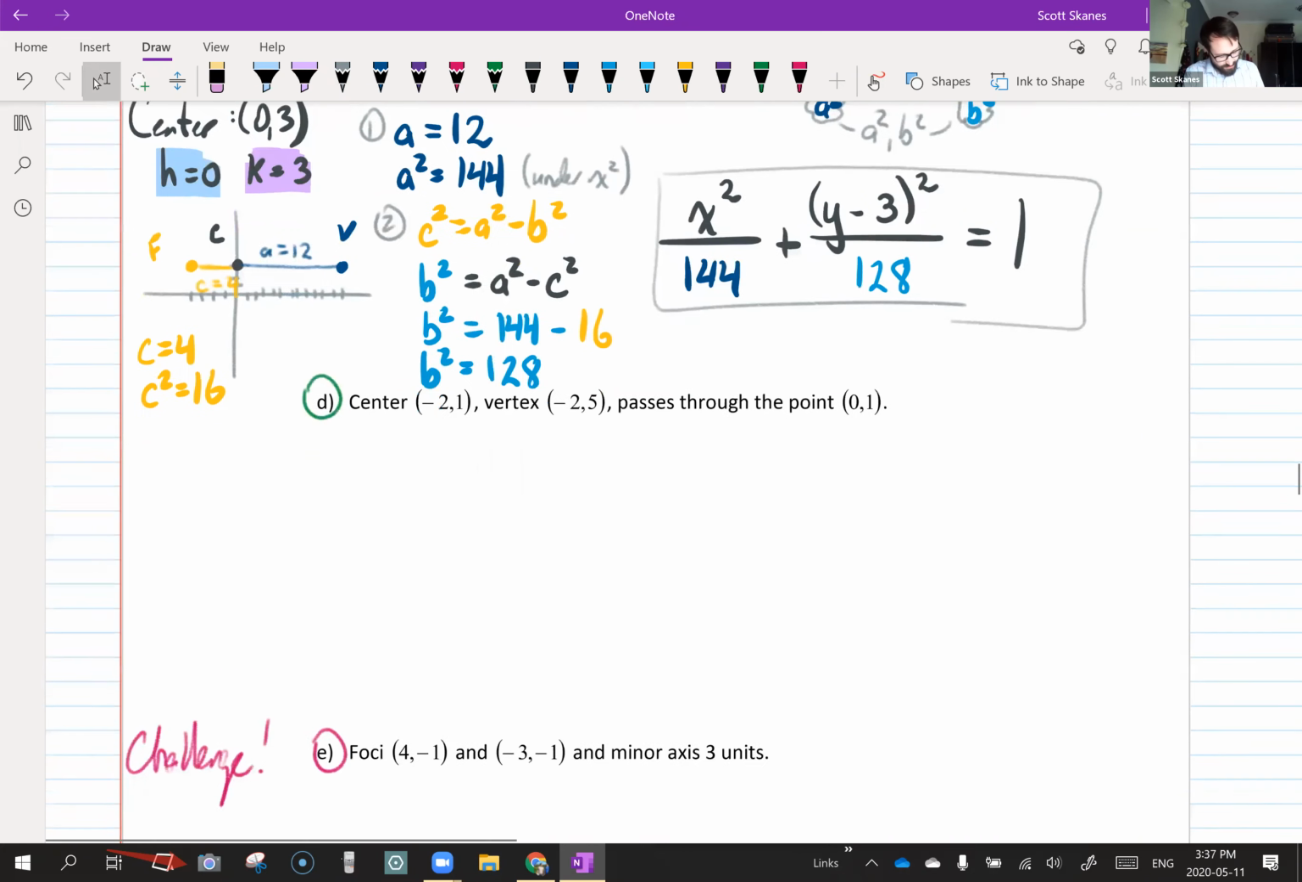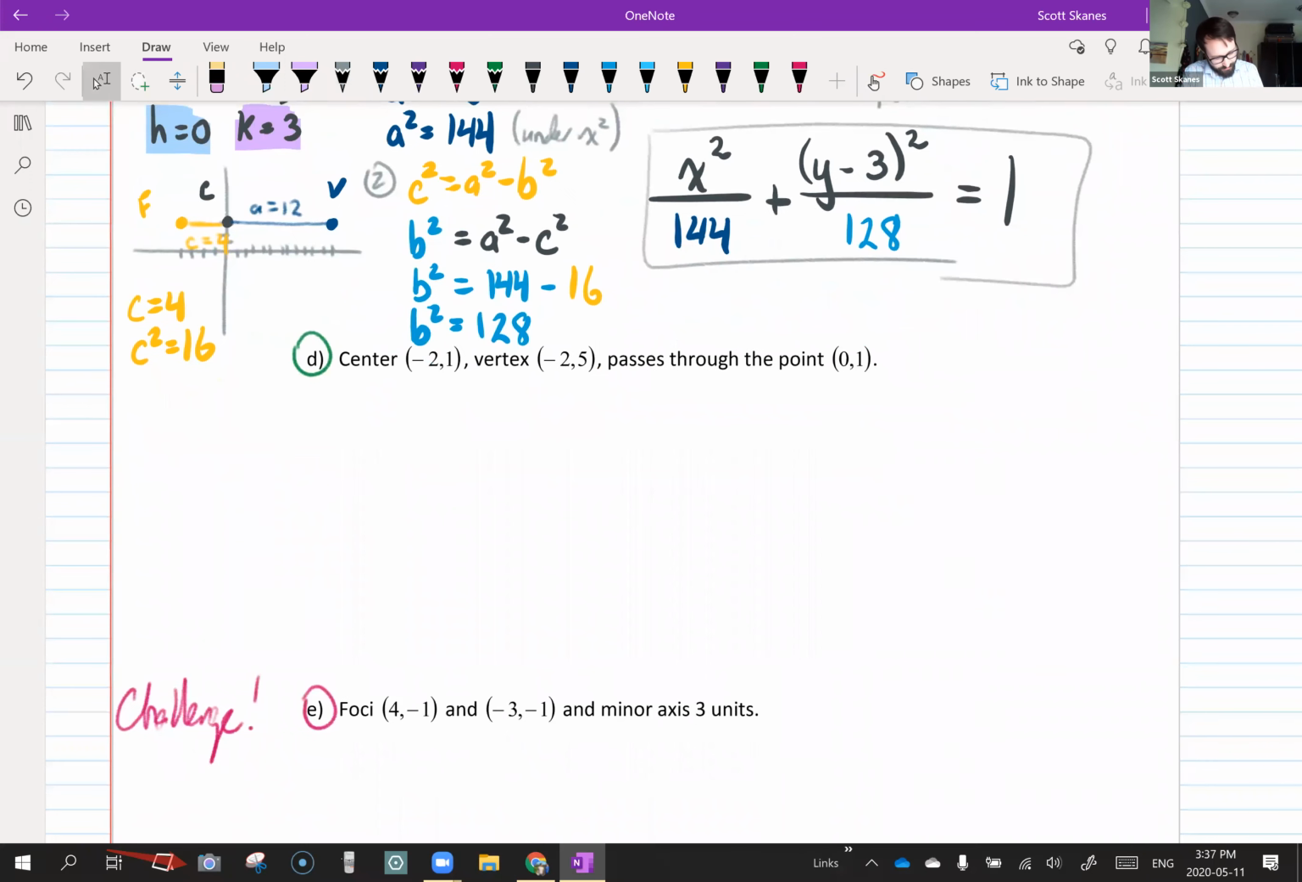Anyway, so center -2, 1, vertex -2, 5. I'm going to try to go through this one as quickly as I can, okay? First thing you should do is sketch. Tried to write sketch and I failed. Okay, what do we have? The center at -2 and 1. Right here. Vertex at -2 and 5, so 1, 2, 3, 4, 5.